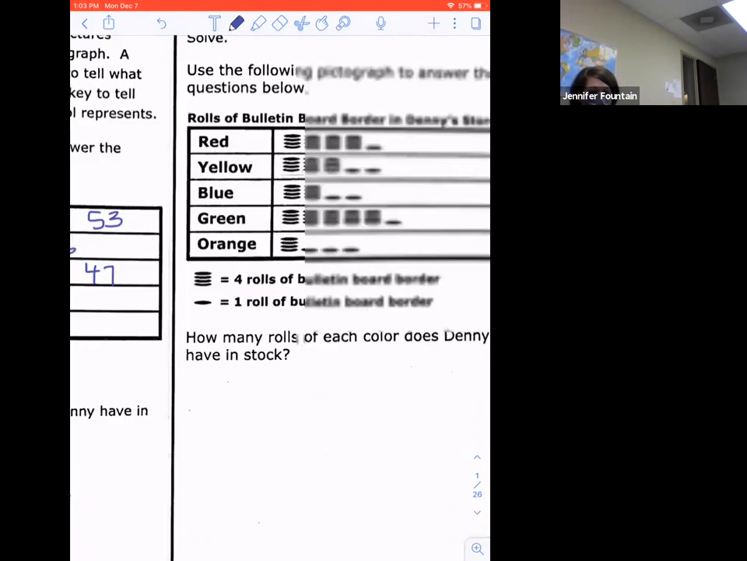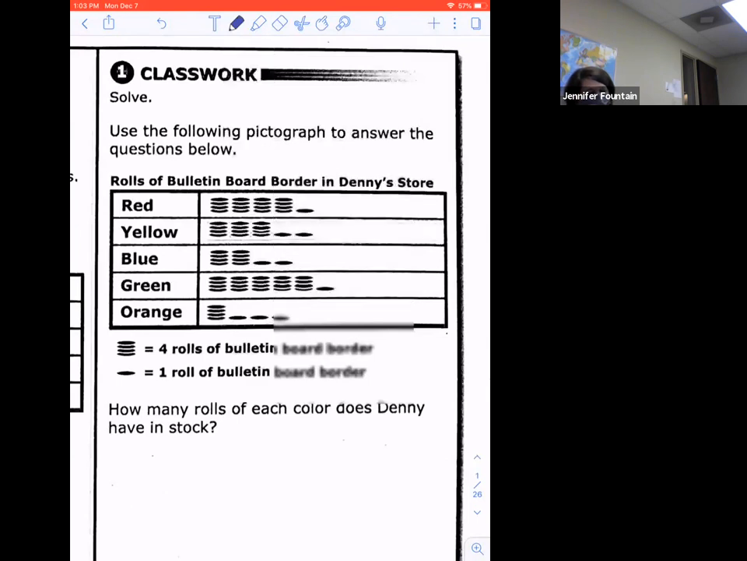All right, so let's go ahead and look at classwork. It says use the following pictograph to answer the questions below.